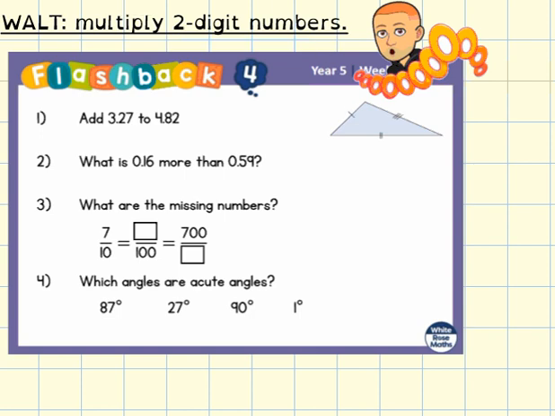Add 3.27 to 4.82. When I add these two values together, the answer that I get is 8.09.